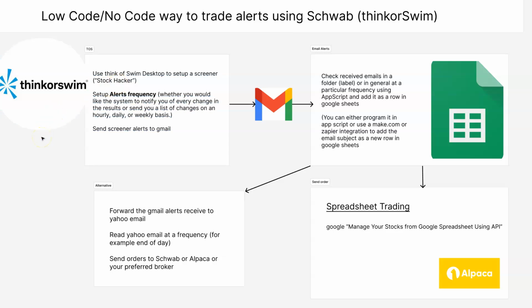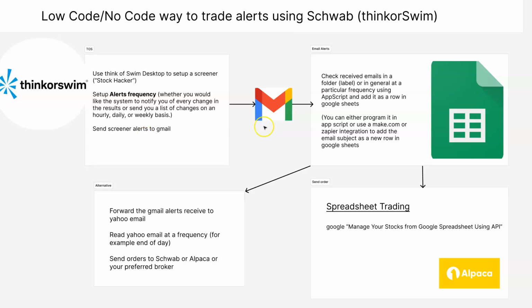And there you can set up alerts, and you can set up alerts so that you can be notified for every change, either hourly or daily or weekly basis. So you can specify the frequency, and these alerts can also be sent to your email. So I prefer a Gmail email address. But you can forward to any email address.